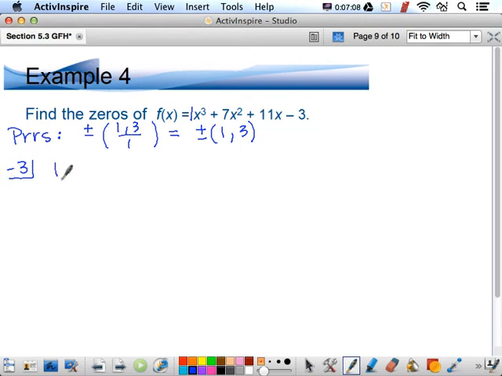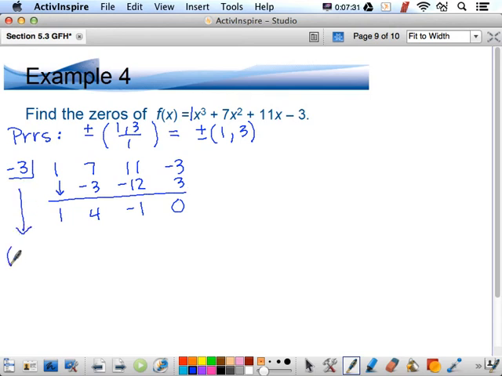So we have positive 1, positive 7, positive 11, and negative 3. We'll perform our synthetic division and write it in factored form. Okay? And that drops it down to quadratic, right? So make sure you understand how to write it in factored form.